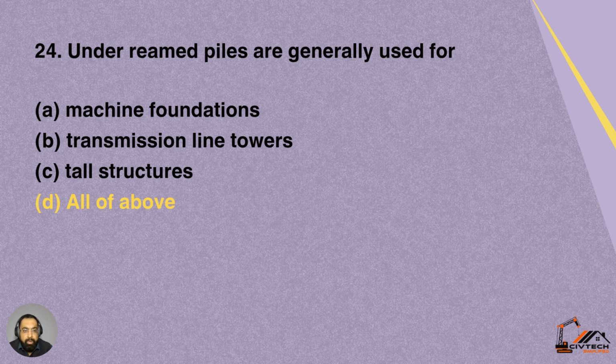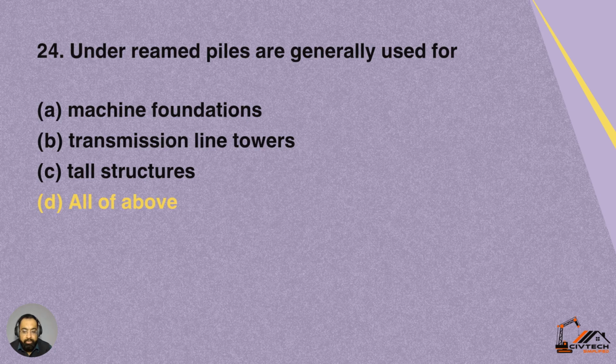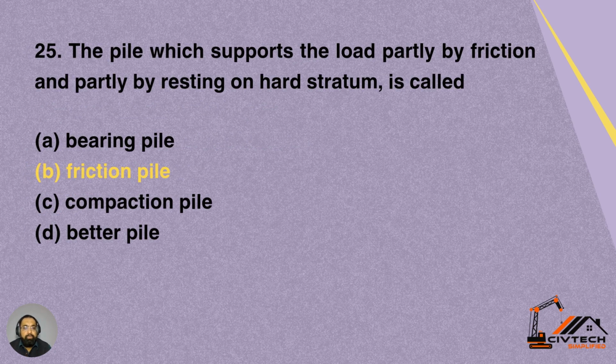Question 24. Under-reamed piles are generally used for: A, machine foundation; B, transmission line towers; C, tall structures; D, all of the above. So all of the above are correct. Option D is correct for this question. Under-reamed piles we already discussed. It's the pile which has the bulb type of structure at the end. So such piles are recommended for machine foundations, transmission towers or tall structures. Option D is correct.